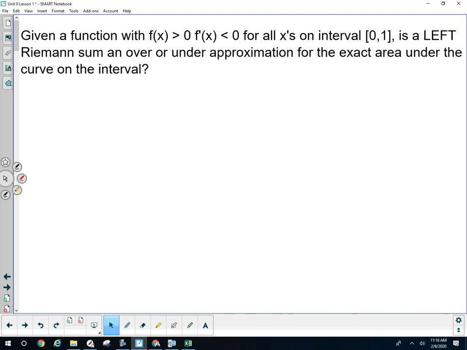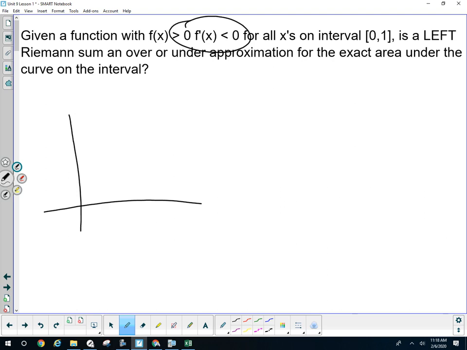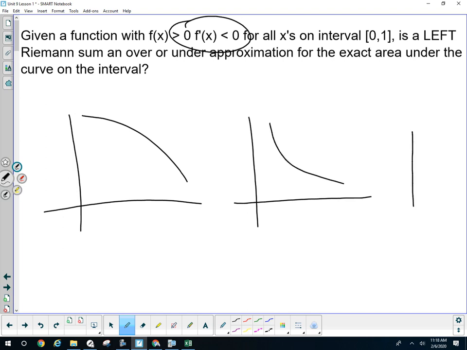Here, we got positive f of x's and derivatives that are negative. What does that tell me? F is doing what? Decreasing. I don't know how it's decreasing. It could be like this. It could be like this. It could be like that. But it's decreasing. The question is our left Riemann sum over or under? You guys should be able to answer that and discuss it with your neighbors really quickly.